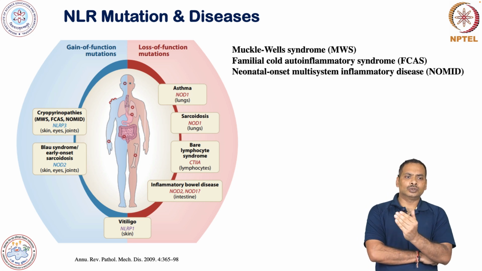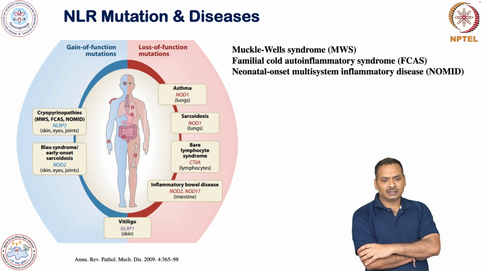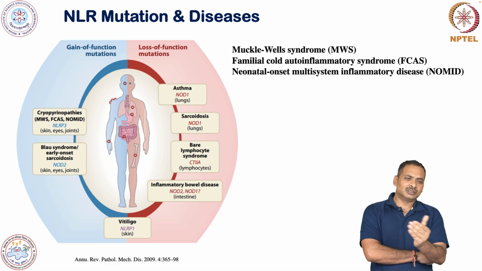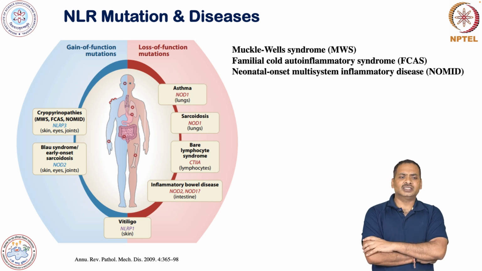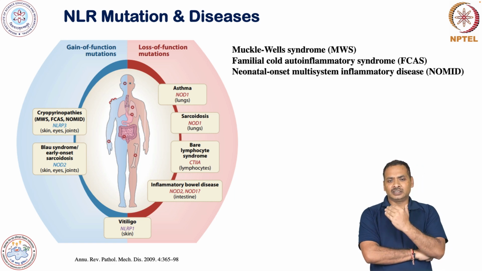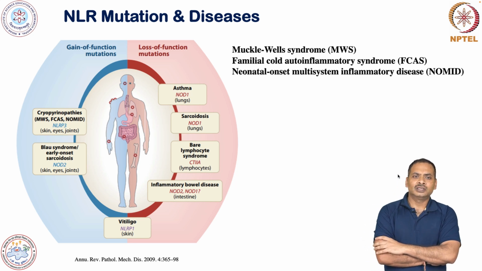Another is sarcoidosis. Sarcoidosis is basically again granulomatous and can affect any organ of the body, but it is quite often seen affecting the lungs and lymph nodes. Patients basically feel fatigue, and they will also have joint pain and sometimes shortness of breath. So these are some diseases which are due to gain of function.